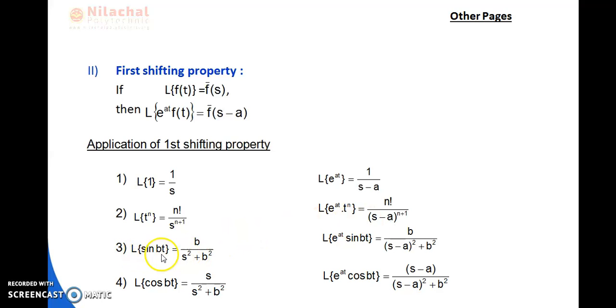Sin bt is b by s square plus b square, and its shifting property, where e to the power at is multiplied: in the sin bt formula, wherever s is present, the other things will be written as usual. Your s will be changed to s minus a, so it becomes b by s minus a whole square plus b square, because e to the power at is multiplying. Similarly cos bt is s by s square plus b square, and the shifting formula, e to the power at into cos bt, equals s minus a by s minus a whole square plus b square. Here s is present in both numerator and denominator, that's why we write s minus a in both.